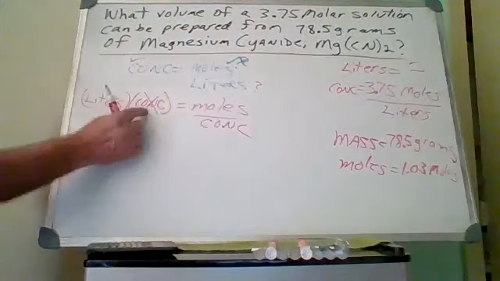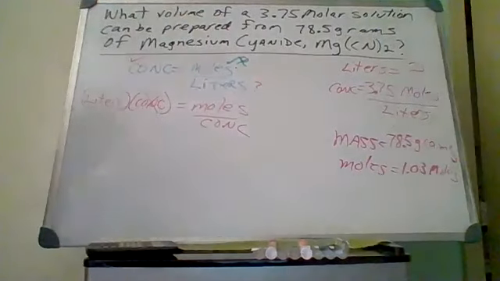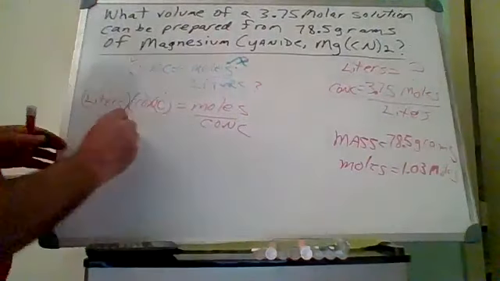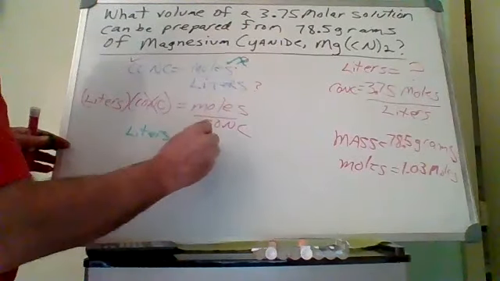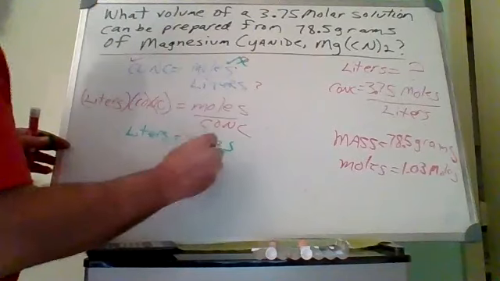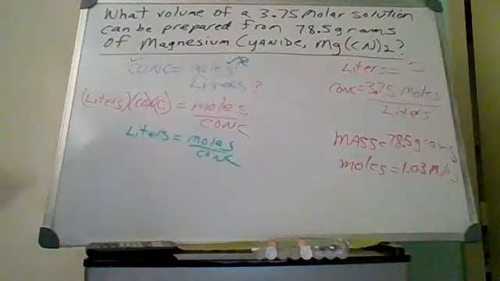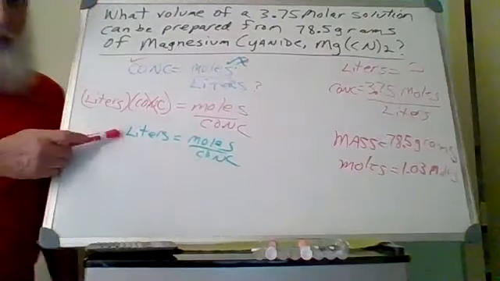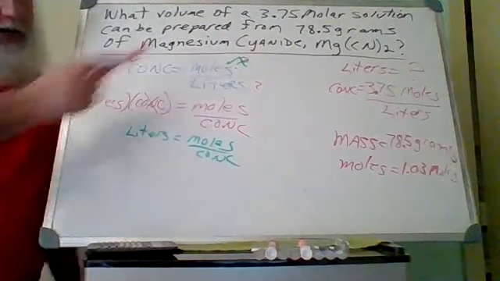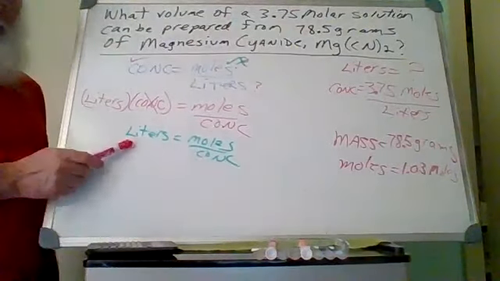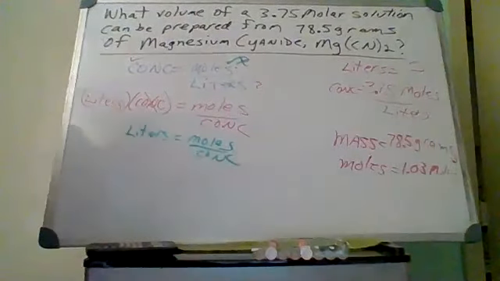Concentration. Right? Move concentration over to the other side. So I'm going to write what's left. Liters equals moles divided by concentration. All right. So now I ask the question, is liters in the numerator? Yes, it is. Is liters by itself? Yes, it is. So now I can plug the numbers from the right-hand side into this equation and get my final answer. So let's proceed to do that.